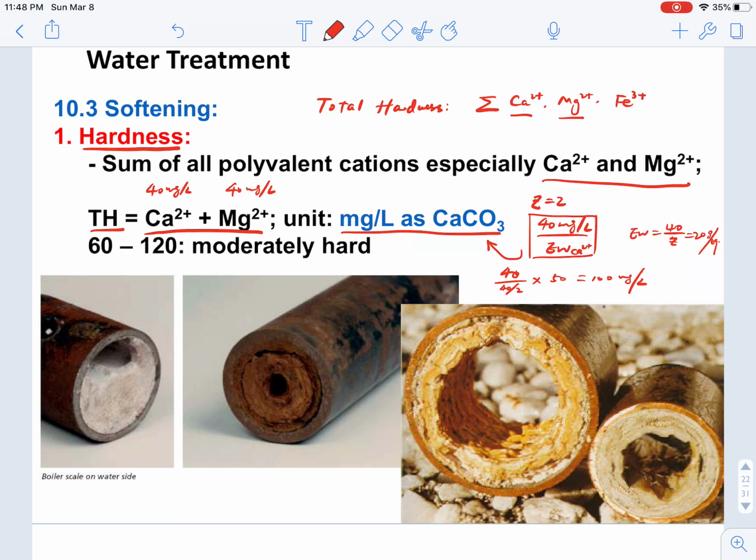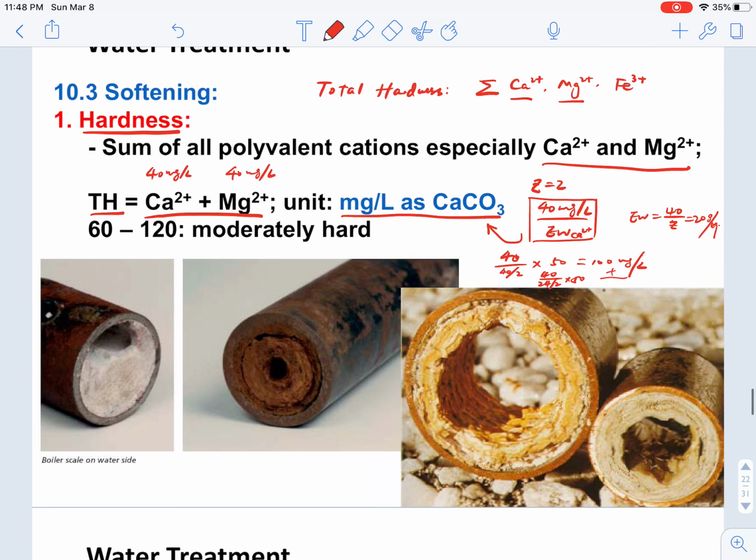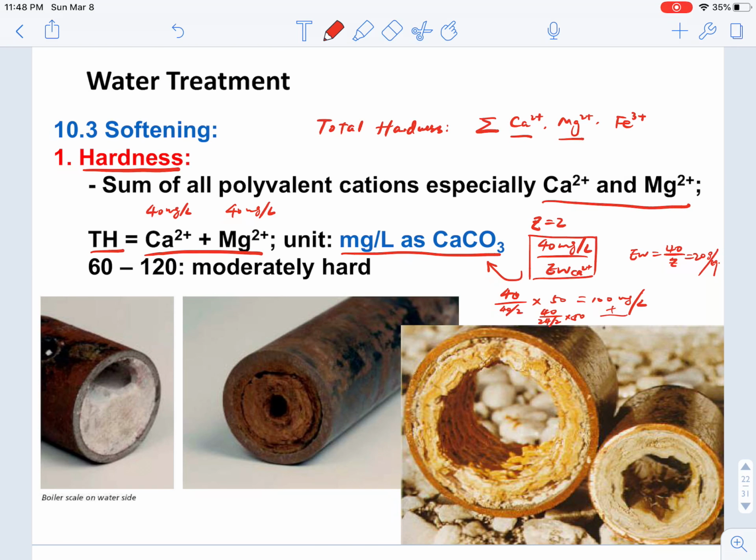And similarly, we can calculate what is the magnesium concentration in equivalent to calcium carbonate. So that can be calculated by 40 divided by 24 divided by 2, multiplied by 50. And we can calculate that. And then if we add it together, that's going to be the total hardness. Okay. And for the water, if the total hardness is between 60 and 100, they are considered as moderately hard.